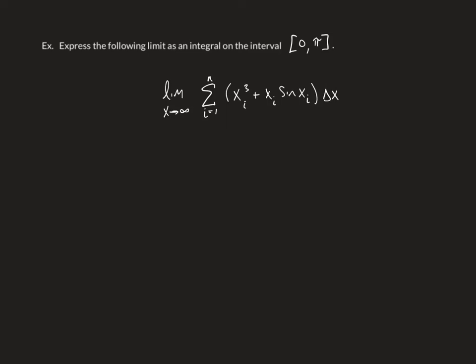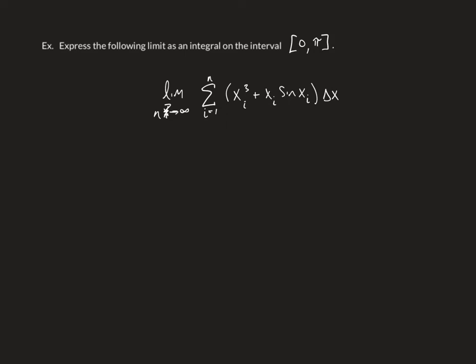So here's an example of where we might want to convert one form of the integral from the Riemann sum into integral notation. So we're asked to express this limit as an integral on the interval from 0 to pi. And so we're given a Riemann sum here, and it's the limit as, and this should say n approaches infinity, not x. And it looks like it's probably a right-hand Riemann sum because we can see that these are all x sub i's, not i minus 1.